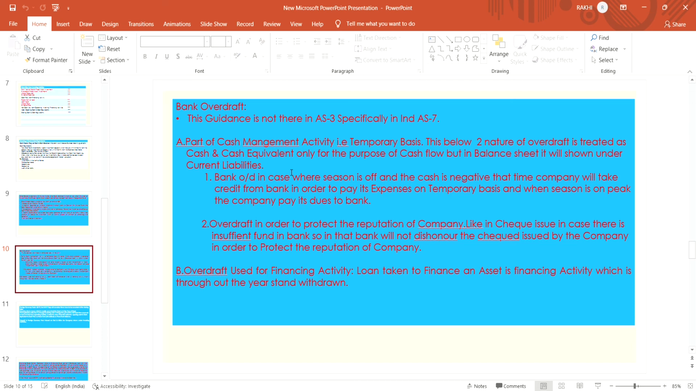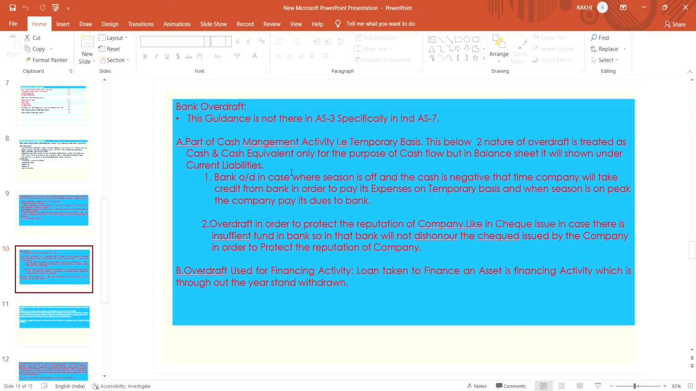So if the company has a seasonal income, suppose they are making income during the first 6 months and the last 6 months the company is off, during that off season the company needs money to run its business, to pay off its dues and liabilities. At that time the company ties a knot with the bank: bank, please help me during my off season, I will pay off all your dues during my seasonal period. The overdraft which the company has made with the bank to cover its expenses, that kind of overdraft for a temporary period is treated as cash and cash equivalent.